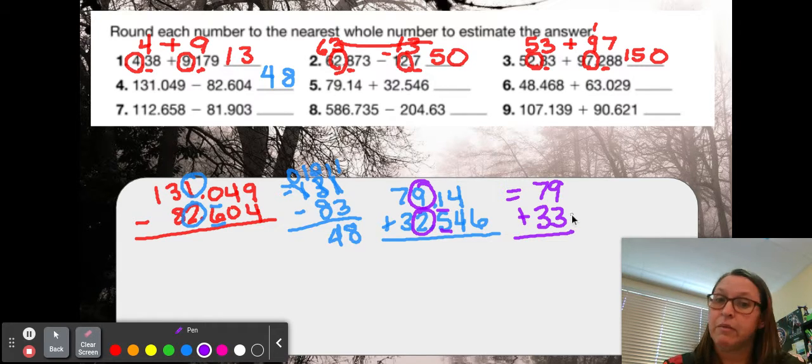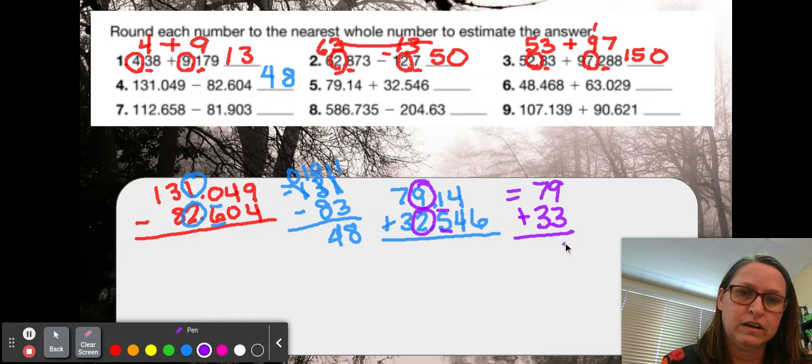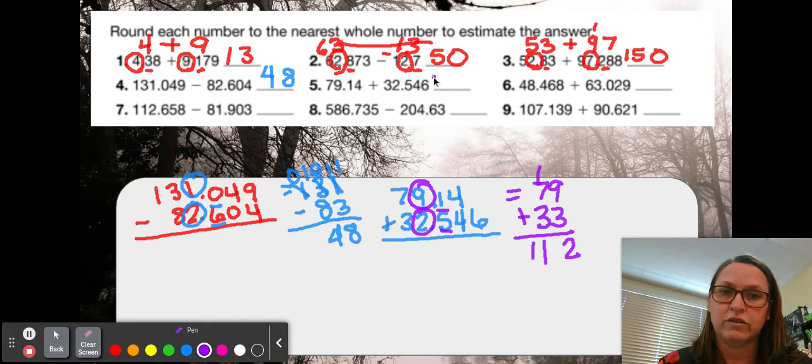So 79 plus 33. Now all I have to do is do the math that I already know how to do. 9 plus 3 is 12. 7 plus 1 is 8, plus 3 would give me 11. So my answer is 112.